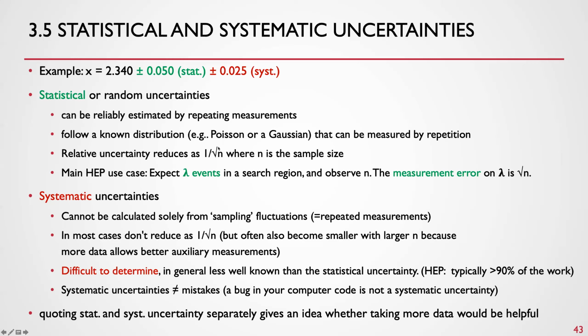If we take 100 times more data, then 1 over square root of 100 is 1 over 10. The ensuing statistical uncertainty will be 0.005, with an extra 0 here. At this point, the systematic uncertainty is dominating because it's 5 times larger than 0.005. Then it does not help to take more data anymore. At this point, if you have that much data, you should work on the systematic uncertainty. We call these measurements systematically limited.